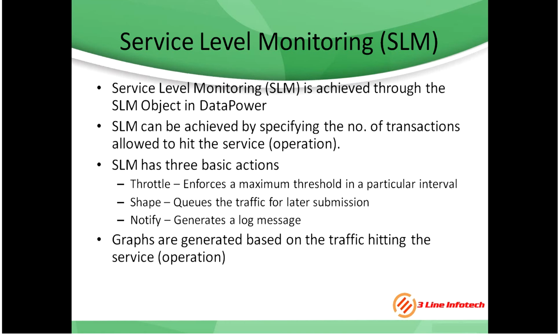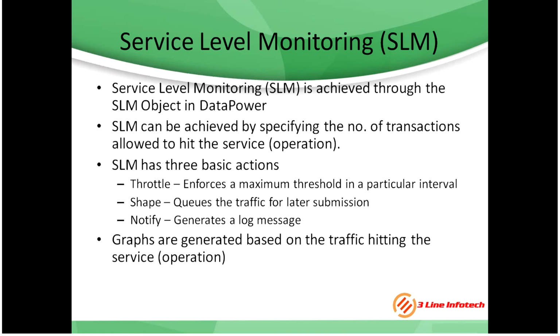So throttle enforces the maximum threshold in a particular interval. It notifies whether the particular request limit is reached. For example, you mentioned that you are allowed to do 100 transactions per second. You can specify that if you reach the threshold, it will alert you.